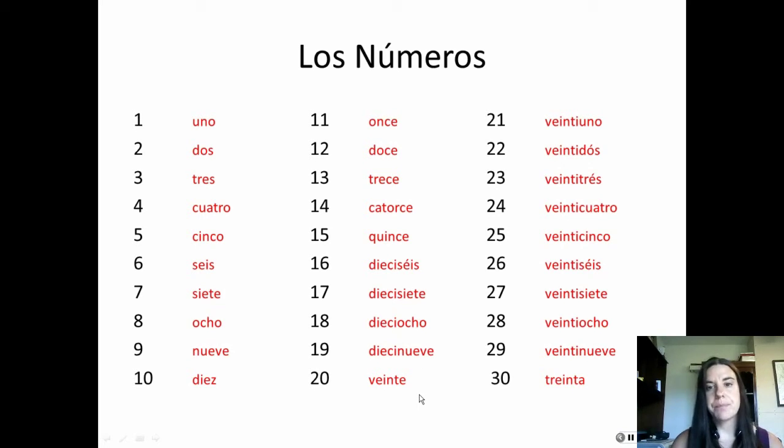20 is 20. Once you get to 20, you start adding, like I said, the numbers 1 through 9 to the number 20. 20, 21, 22, 23, 24, 25, 26, 27, 28, 29, and 30. 30 is 30. To keep going from 30, as you could probably figure out, you're just going to add the numbers 1 through 9 to 30. 31, 32, and so on and so forth.